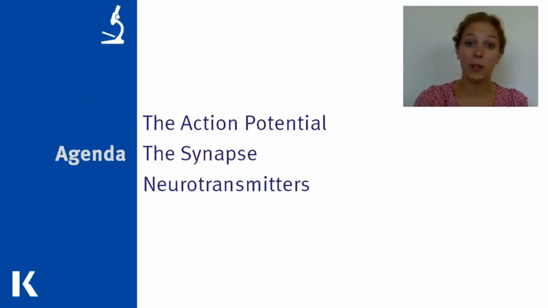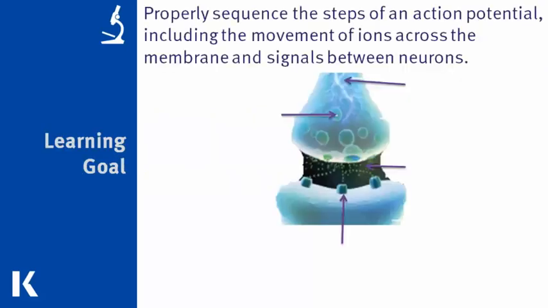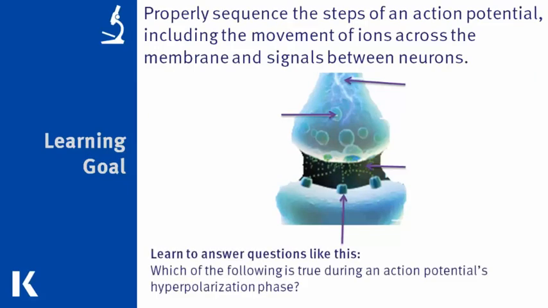Then we'll take a look at what goes on in the synapse and finish up with a brief look at how neurotransmitters convey information from one neuron to the other. In this video, we'll aim to establish a firm understanding of how neurons transmit signals via action potentials and neurotransmitters. By the end of this video, you'll be able to answer questions like the one at the bottom of the screen that ask about specific phases of an action potential.